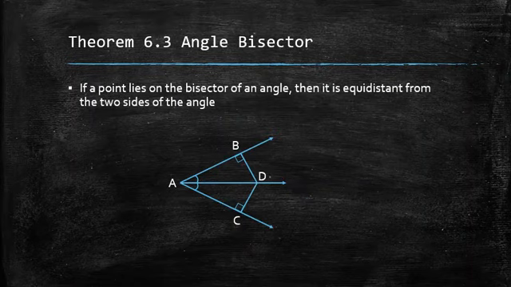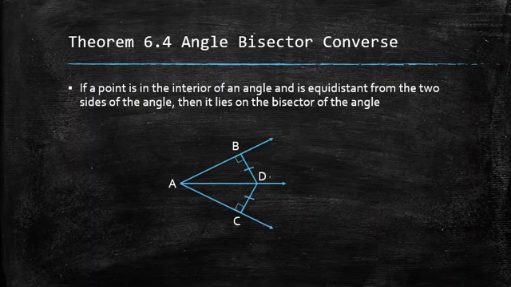Theorem 6.3 is the angle bisector theorem, which also has a converse theorem. This one says that if a point lies on the bisector of an angle, then it is equidistant from the two sides of the angle. For example, if point D lies on the angle bisector of angle BAC, then the length of segment BD and CD are equal and perpendicular to the two rays of the angle.